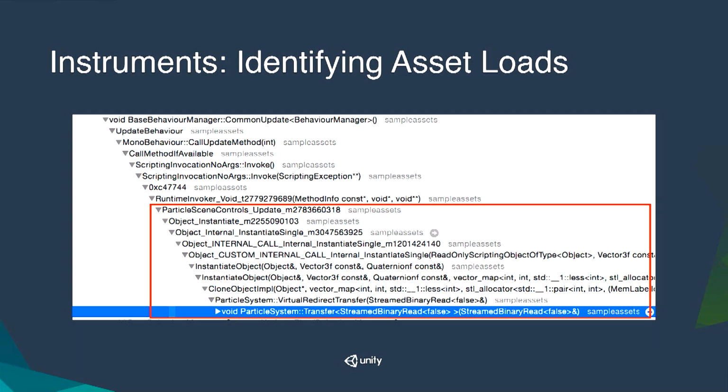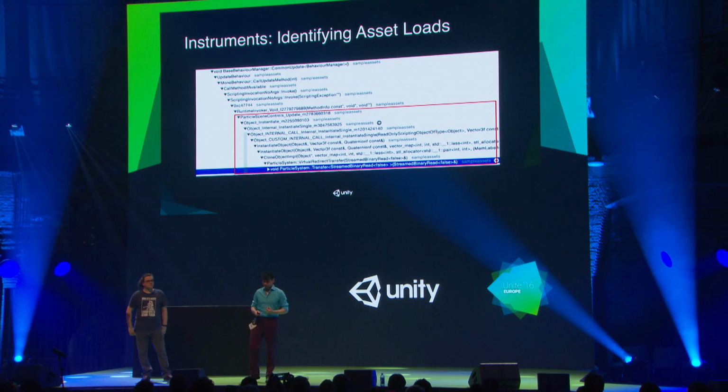Finally, Instruments can also be used to identify places where Unity is loading assets. If you see a method called VirtualRedirectTransfer, that is Unity's serialization system transferring data into some object. Usually, this happens when you're loading an asset. It could be a texture, could be a MonoBehaviour. In this screenshot, it's actually a particle system.